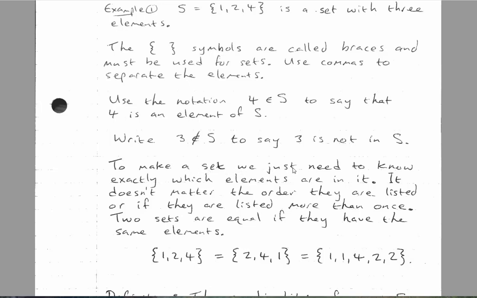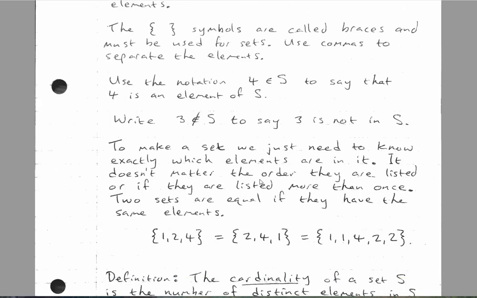So to make a set, we just need to know exactly what's in the set. So what are the elements that it contains? And it doesn't matter how you order the elements. So the set 1, 2, 4, that's the same as the set 2, 4, 1. And it doesn't matter how often you list the elements, they only get counted once, really. So 1 is in this set, 2 is in this set, 4 is in this set.